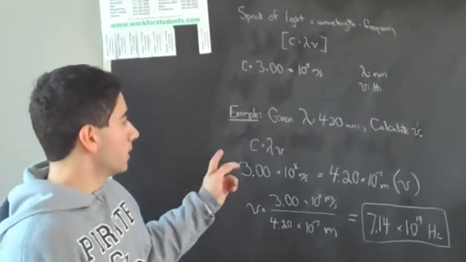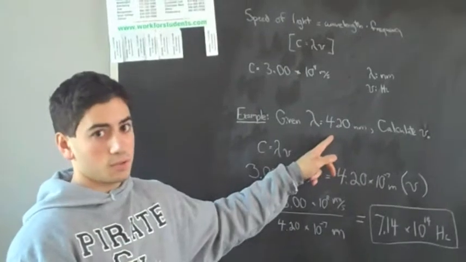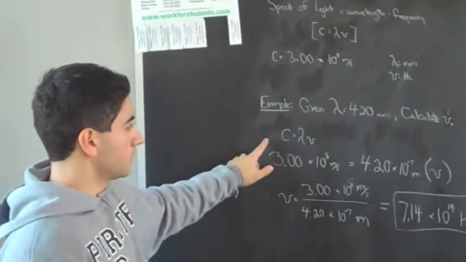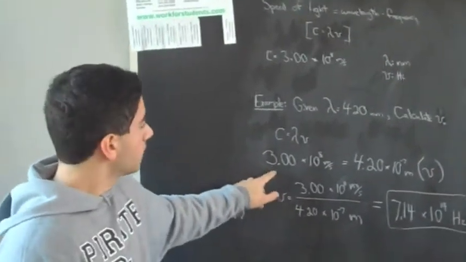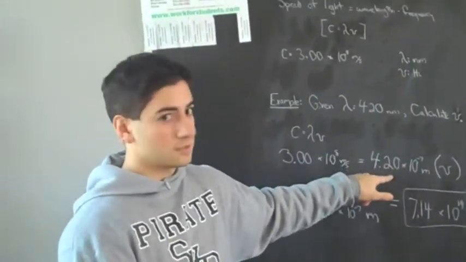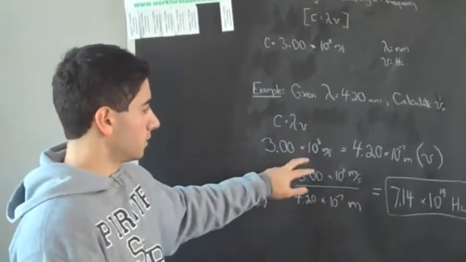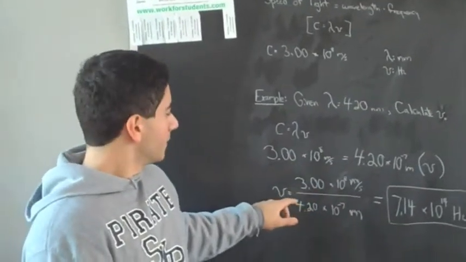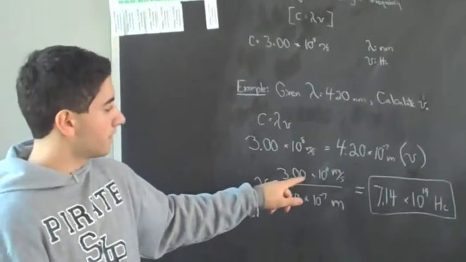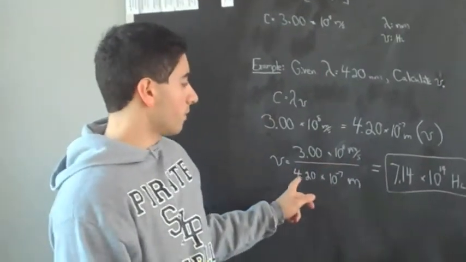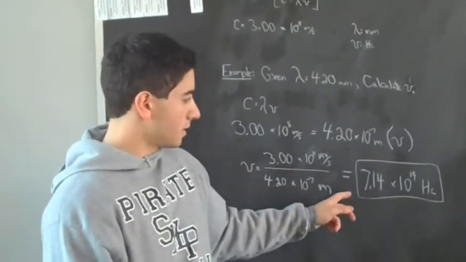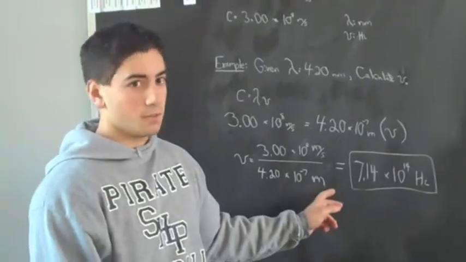So in this problem, we're given that wavelength equals 420 nanometers and we want to find the frequency. So we'll use our equation and plug in the speed of light and we'll plug in the wavelength. But we're going to convert nanometers to meters so that we can cancel the meters from the speed of light. So we end up with frequency equals 3.00 times 10 to the 8th meters per second divided by 4.20 times 10 to the negative 7 meters. And our final answer is 7.14 times 10 to the 14 hertz.